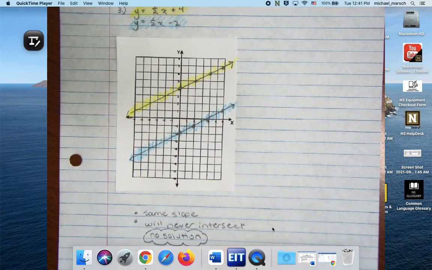We have it. Same slope, will never intersect. No solution. Any questions about how to graph to find systems, solving systems? Pretty straightforward. Yeah?